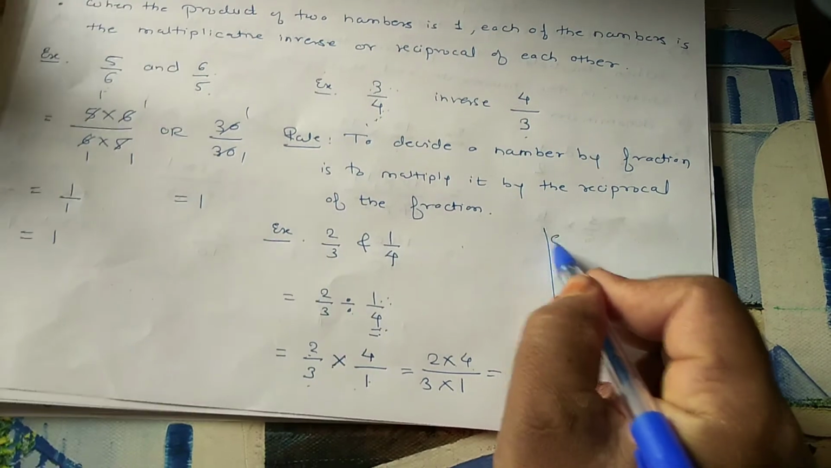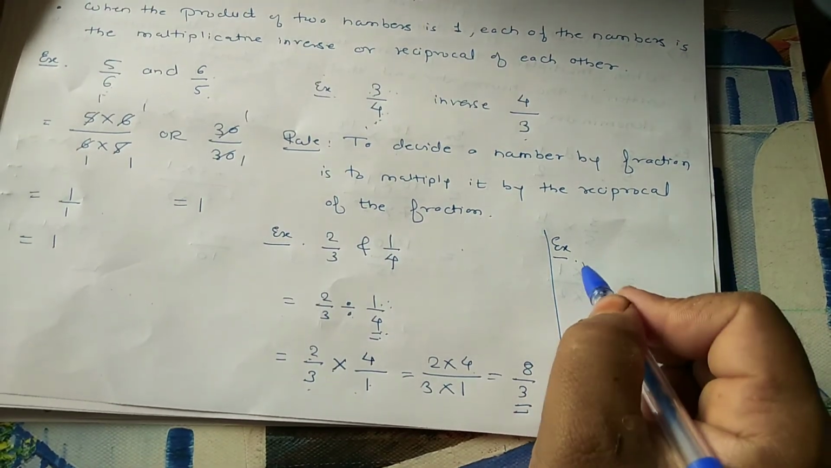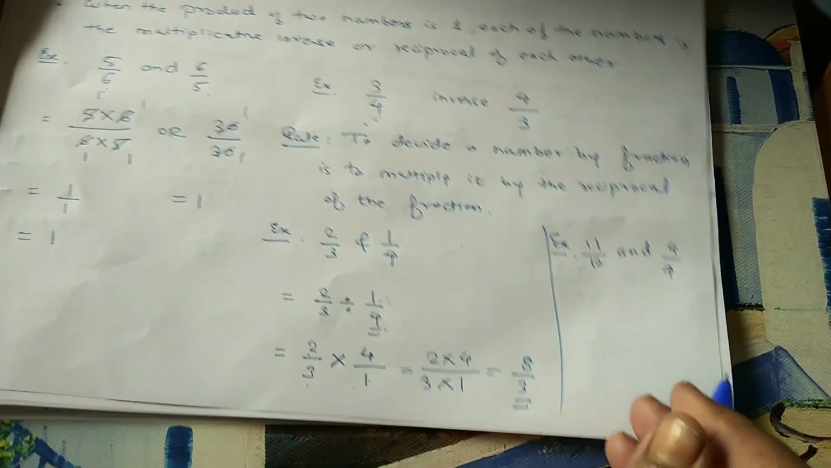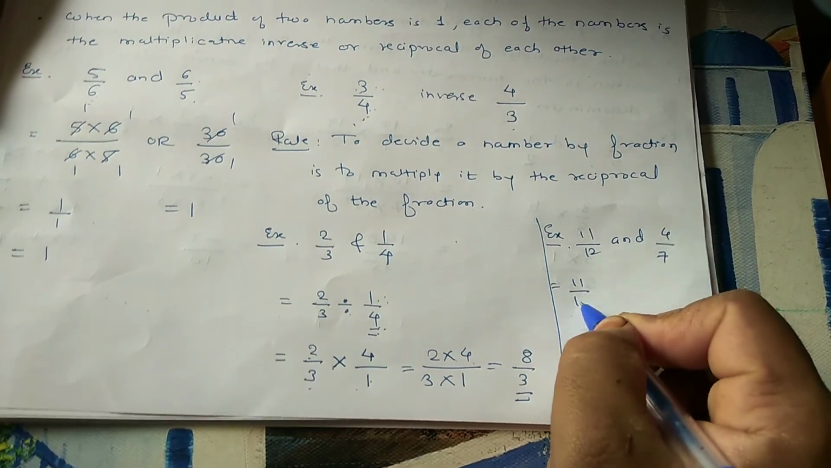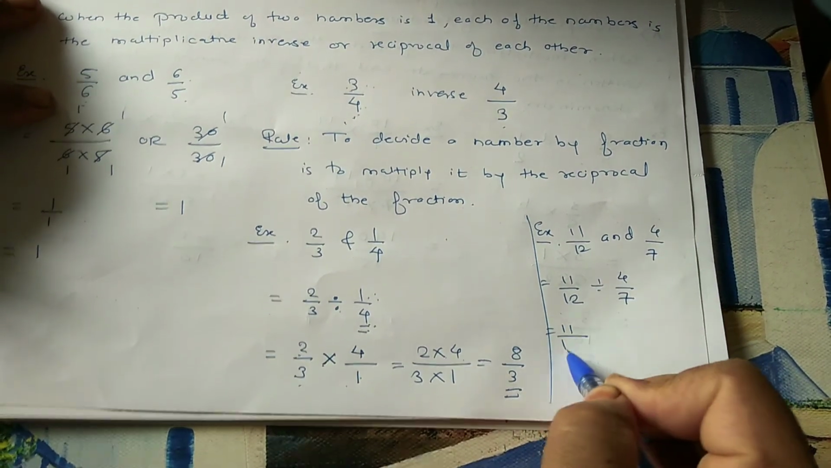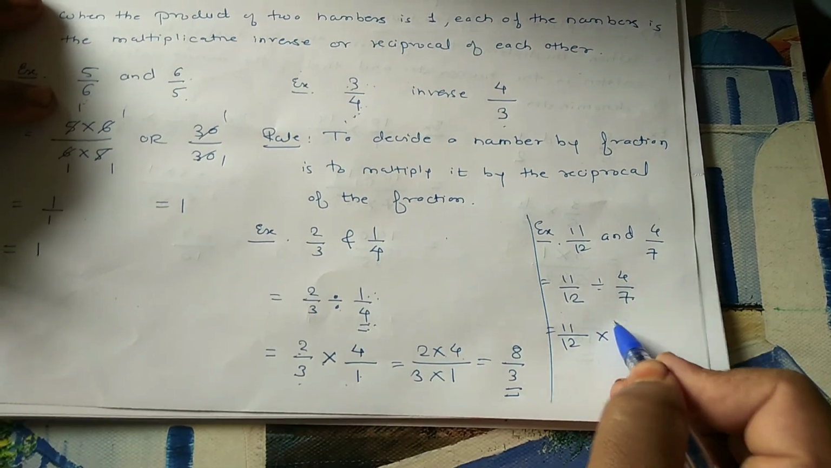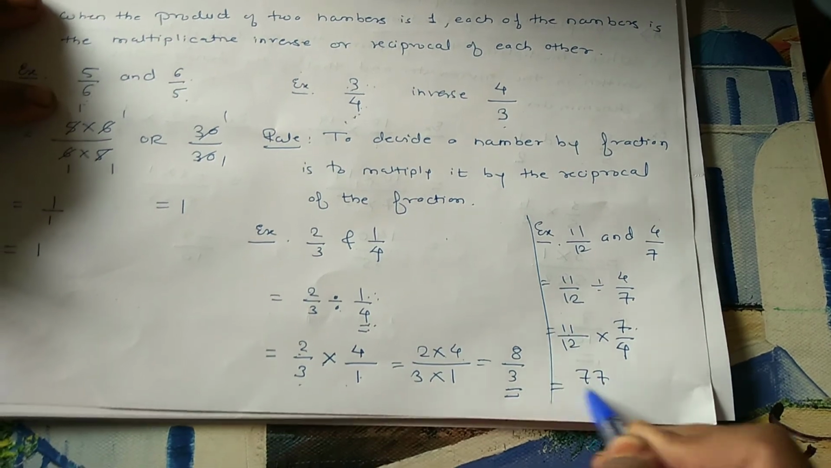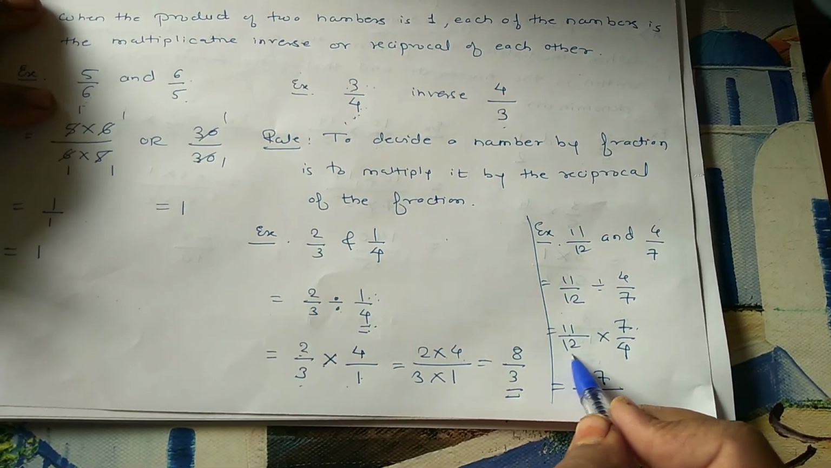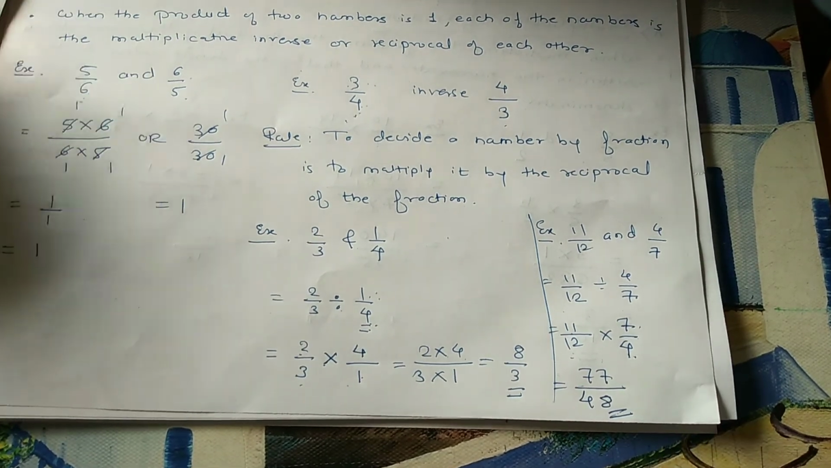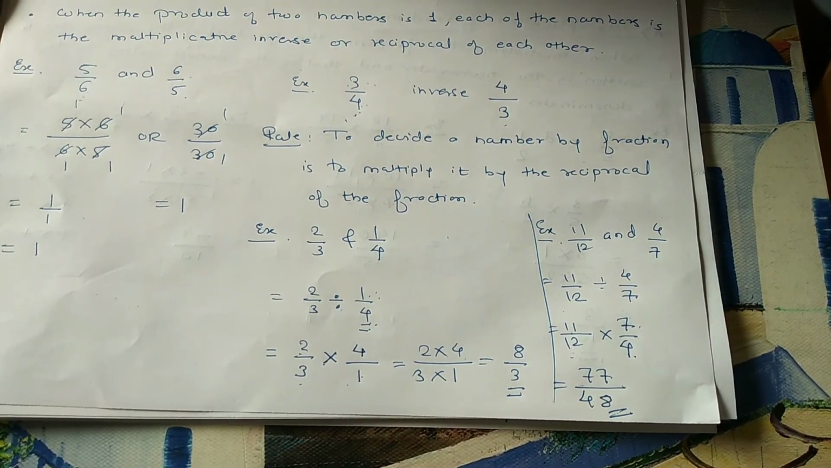Take one more example. Suppose 11 upon 12 divided by 4 upon 7. The sign changes, so we take the reciprocal of the second fraction. The reciprocal of 4 by 7 is 7 by 4. So 11 sevens are 77, numerator into numerator, and denominator into denominator, 12 fours are 48. So this is the answer. I hope all of you understood the multiplication and division of fractions. Thank you.